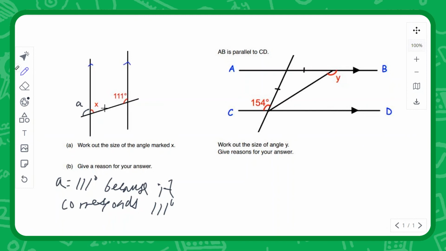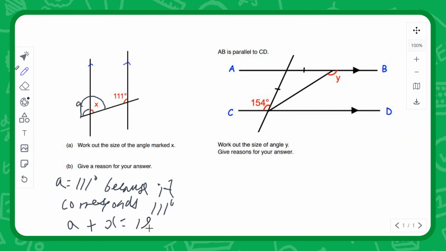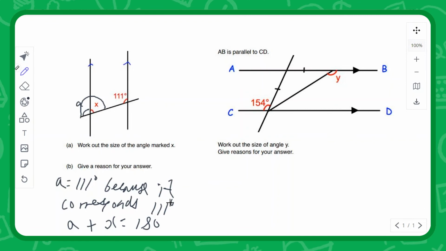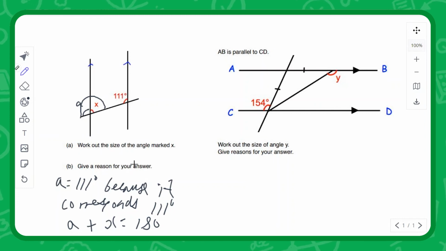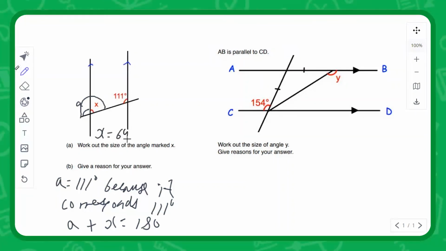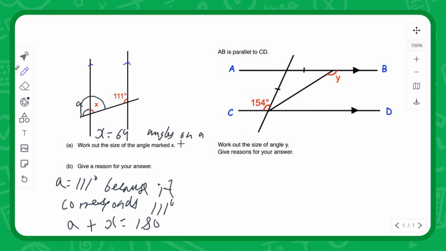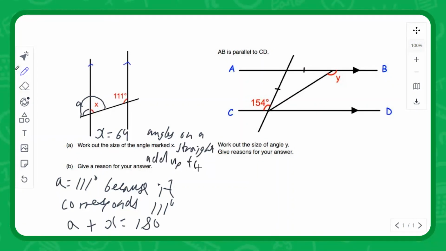And because A and X lie on a straight line, A plus X is equal to 180. So we can see that X must be equal to 69 because 111 plus 69 is 180. So we would say here that X is equal to 69 because angles on a straight line add up to 180 degrees. And that's a very common way to state that reason, that angles on a straight line add up to 180 degrees. That's enough to get your marks there.